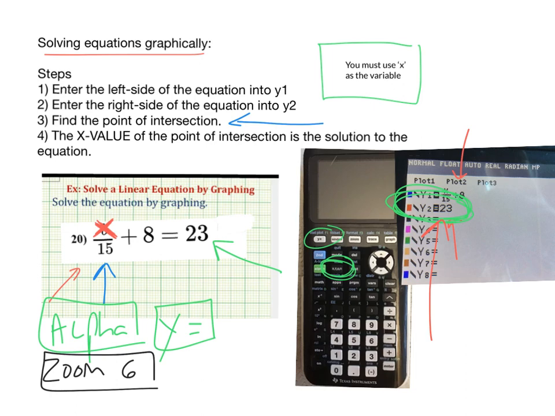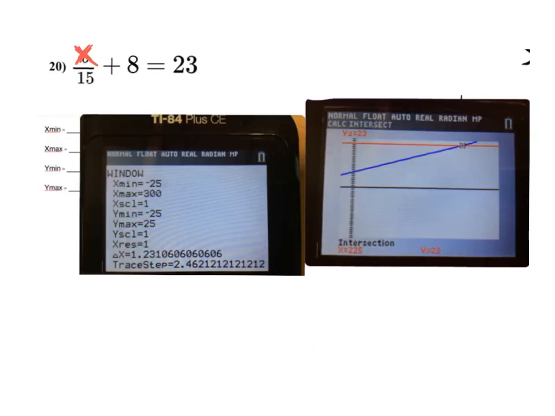So what you want to do is adjust your viewing window. Okay, so you see the viewing window that I'm using here. I made my y min and y max negative and positive 25, so that way y equals 23 fits on the screen. Now, that's usually the easiest thing to do. Look at your biggest number in the problem and set your maxes to negative and positive bigger than that 23. So that's why I went with 25.